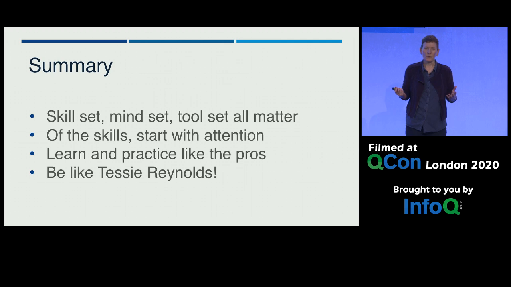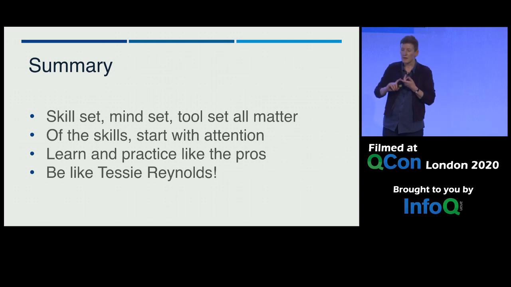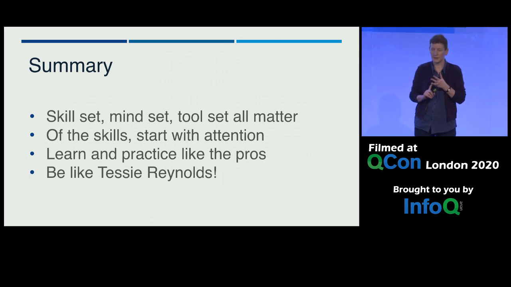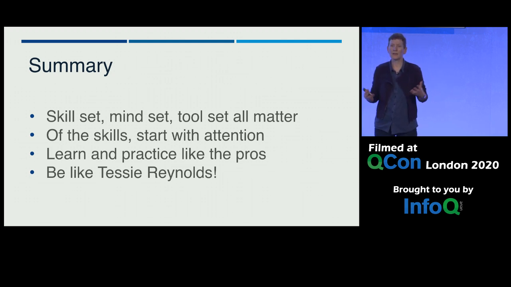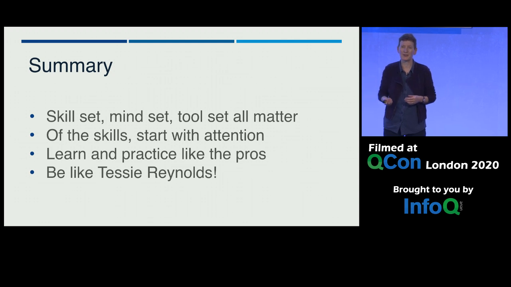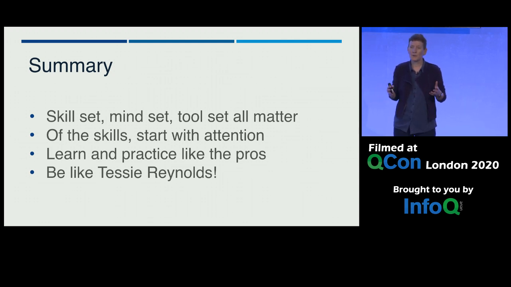Back to what we've been covering. Skill set, mindset, and tool set will all make an enormous difference. Of the skill set, start by developing your attention, training your attention. Learn and practice like the pros, like some of the people that we've been seeing pictures of in this. Sports people don't say, oh, I wasn't born able to do this, and then give up. They practice the hard stuff.